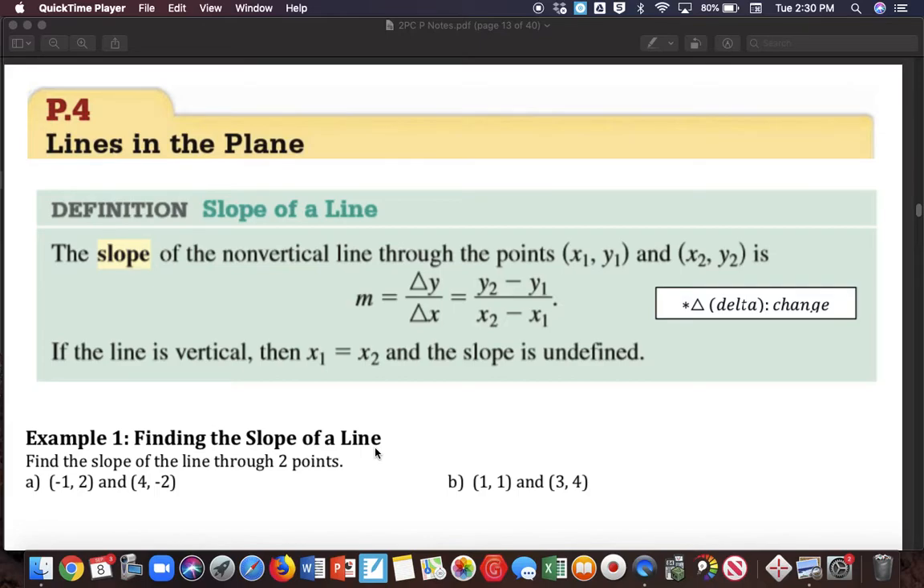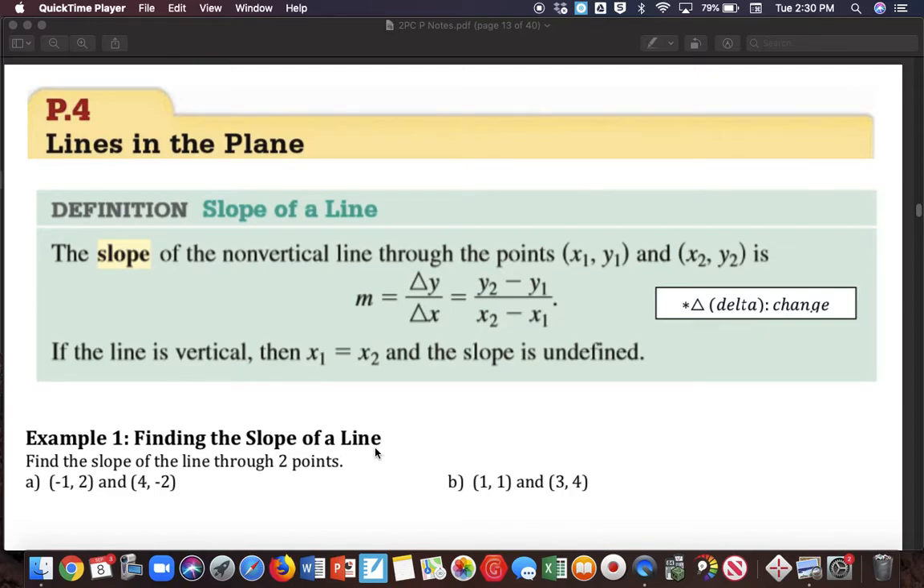All right, kiddos. So this is lesson P.4. This will be the first part of it. I'll talk about slope. I'll talk about point slope form and slope intercept form in this particular lesson.